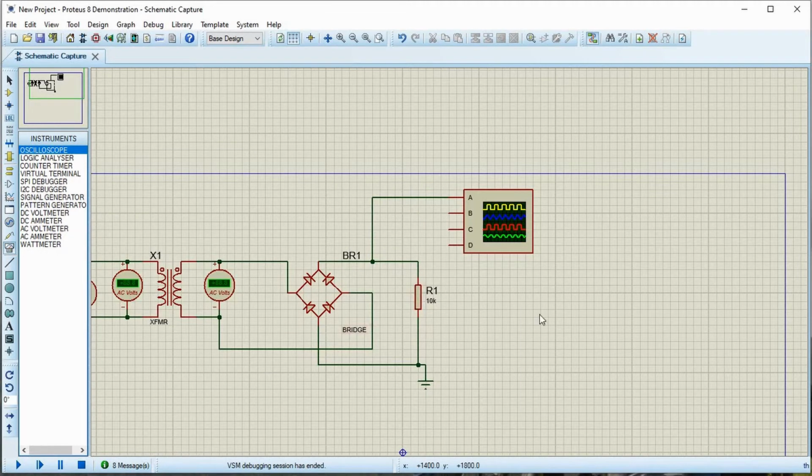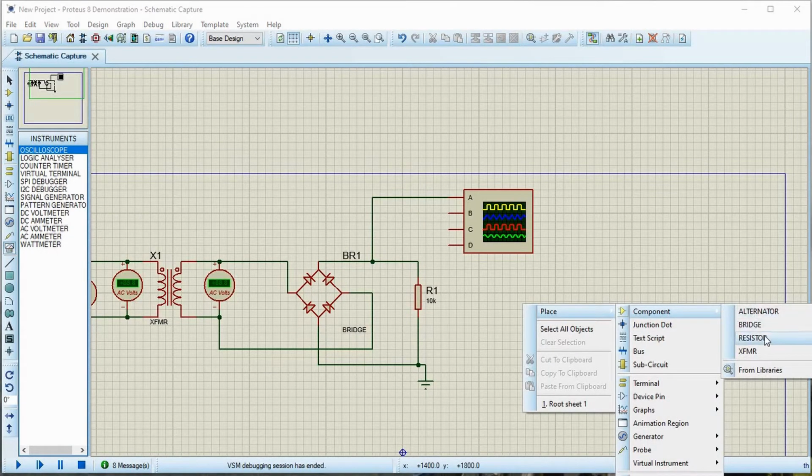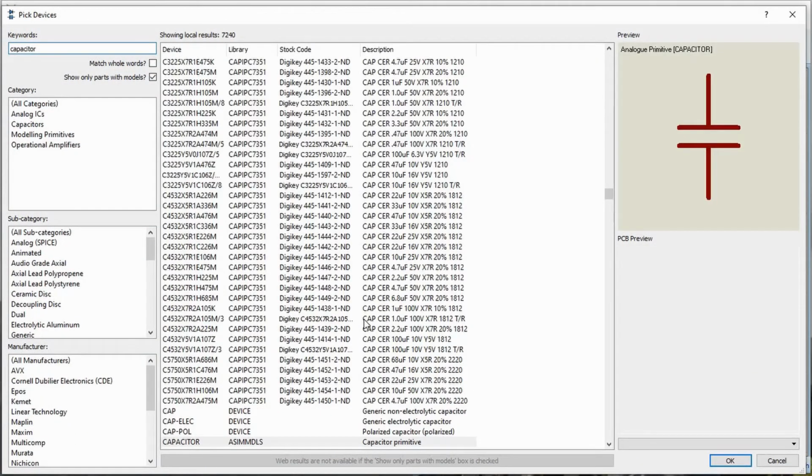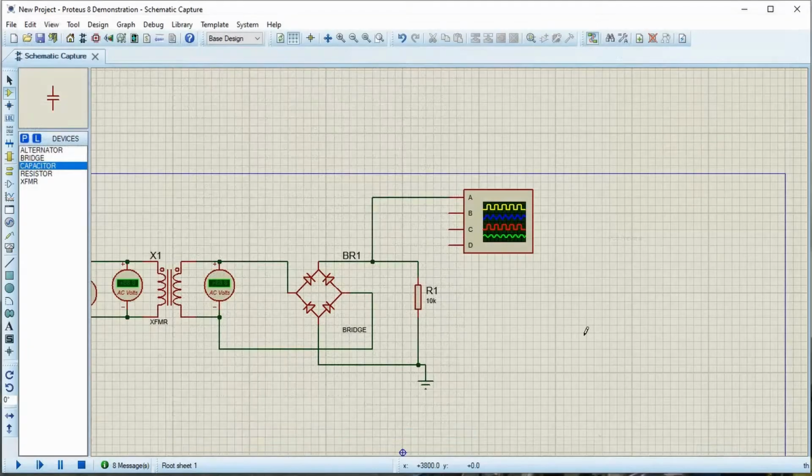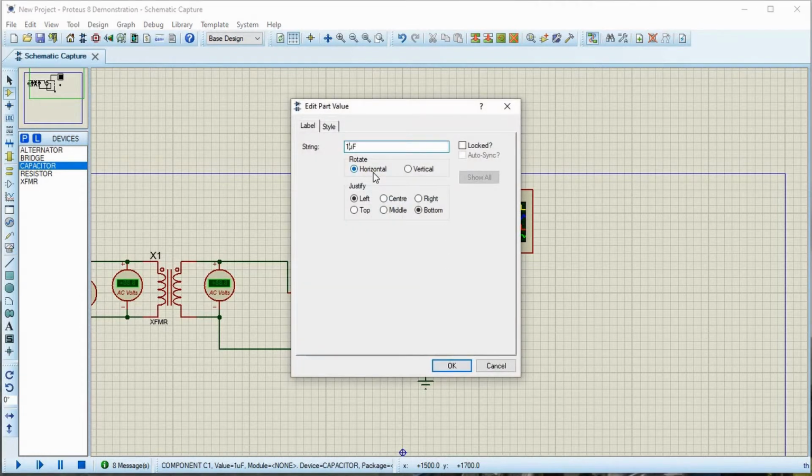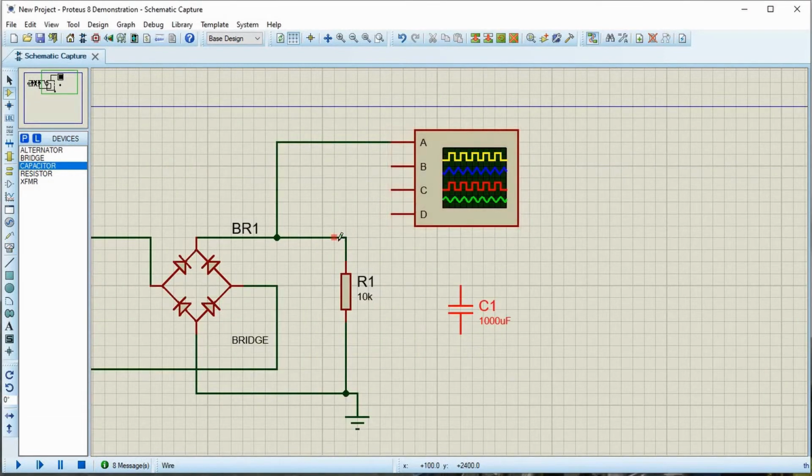Okay, now let me add a capacitor. As we had talked about, for filtering 1 amp AC, I will need approximately 1000 microfarad. So in the slide we had put a diode here. If we don't put the diode, the bridge output voltage and the capacitor voltage will become the same. So this is the same line.